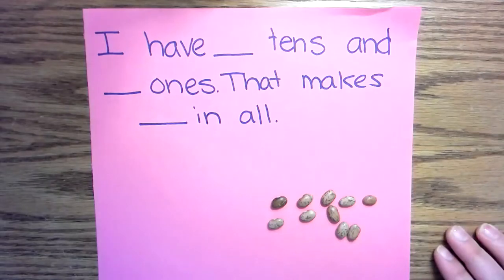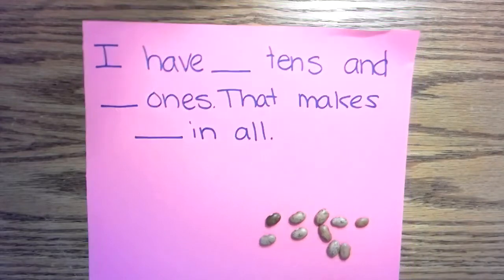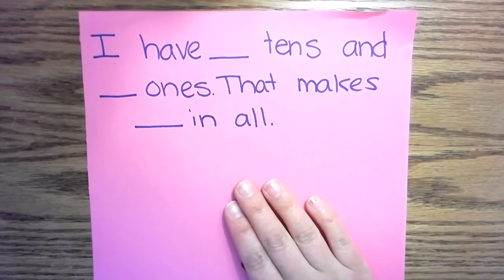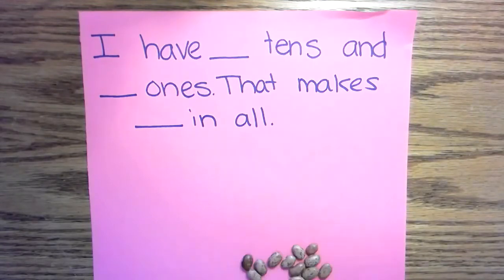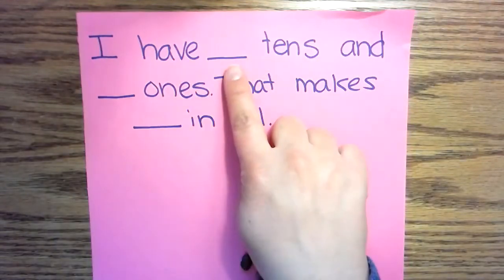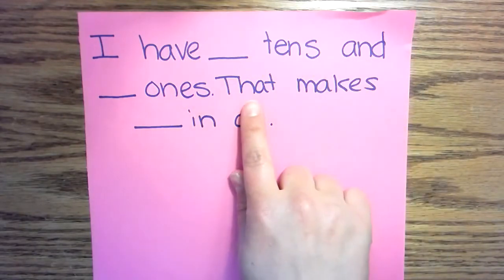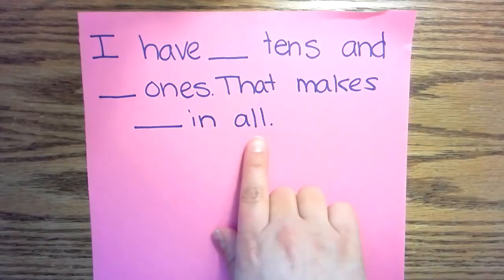Hello, it's Mrs. Perales again, and today for your math lesson we are going to continue the concept of tens and ones. We are also going to talk about counting on and review a couple strategies that we've been using in the past. Here on my pink paper I have a couple words up here, and it says I have blank tens and blank ones. That makes blank in all.